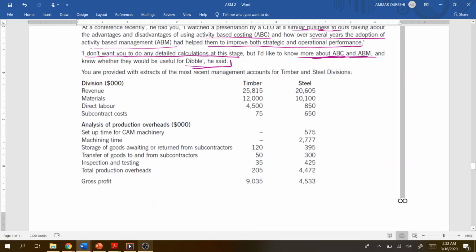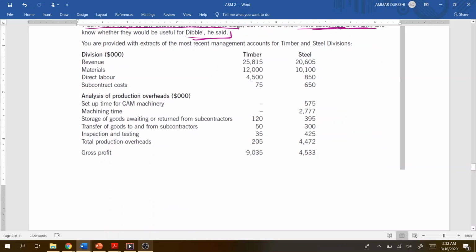You are provided with the following extract of the most recent management accounts for the Timber and Steel divisions, right? Revenue is given here, material cost is given, labor cost is given, subcontractor cost is given, right? So these are probably the direct costs, right? And these are the production overheads: setup time, machining time, storage of goods awaiting or returned from subcontractors, transfer of goods to and from subcontractors, inspection and testing, and total production overhead. So gross profit is around 9035 and 4533, right?